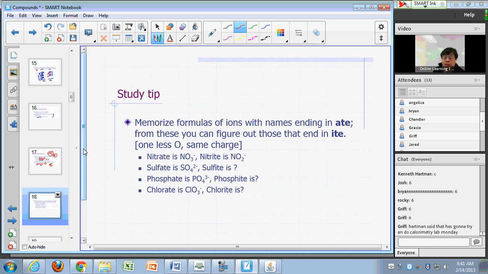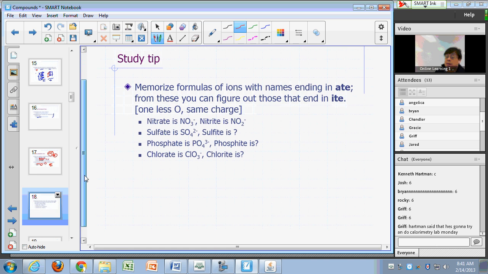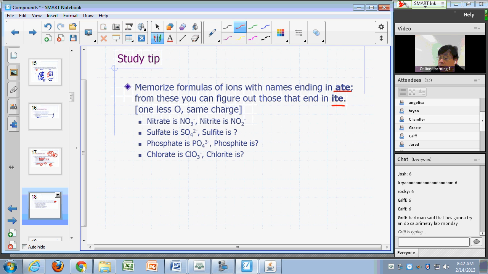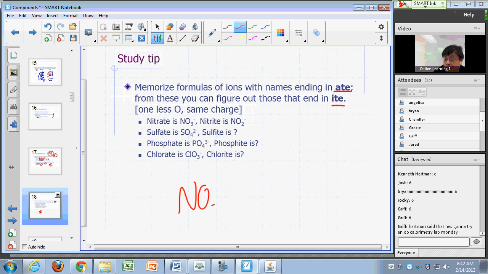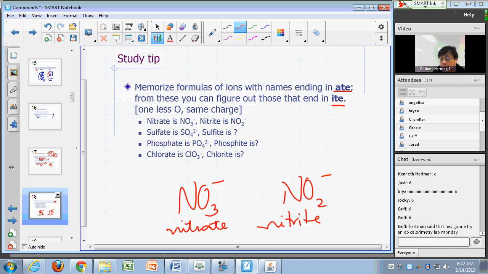Here's a tip that you can use to memorize the names of polyatomic ions with names ending in ate and ite. You just need to memorize those ions whose names end in ate, because the ions whose names end in ite just have one less oxygen. So for example, nitrate is NO3 -1. If you have one less oxygen, same charge, then that's called nitrite. So if you memorize that NO3 negative 1 is nitrate, it should be easy to remember that nitrite is NO2 with a negative 1 charge.